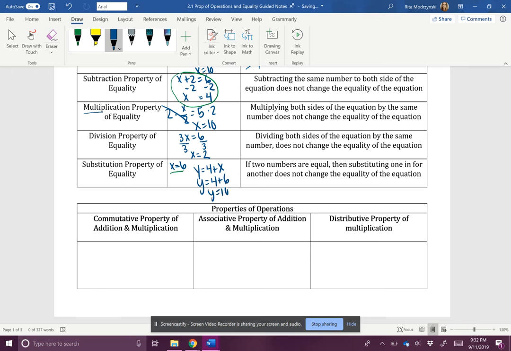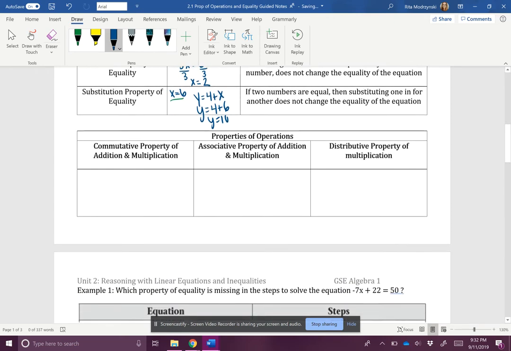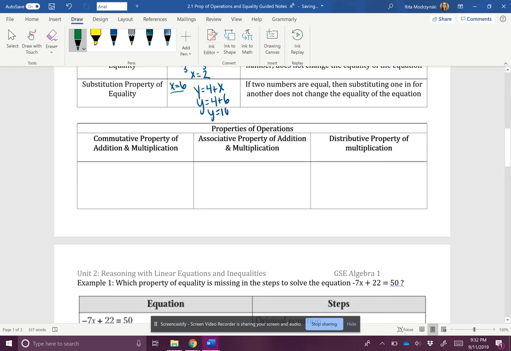Those are our properties of equality. We also have a few properties of operations. And these ones you've actually been learning about for a really, really long time. Let's look at those three. Properties of operations. We've got the commutative property of addition and multiplication.